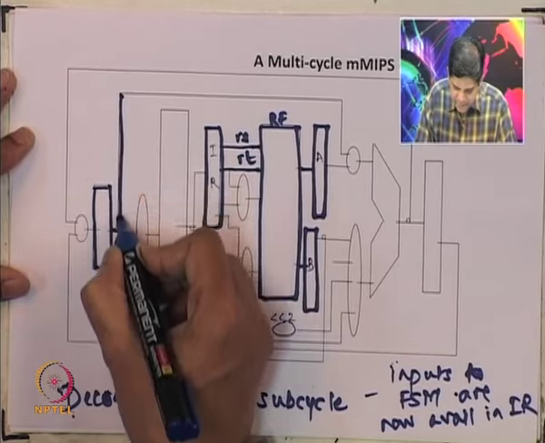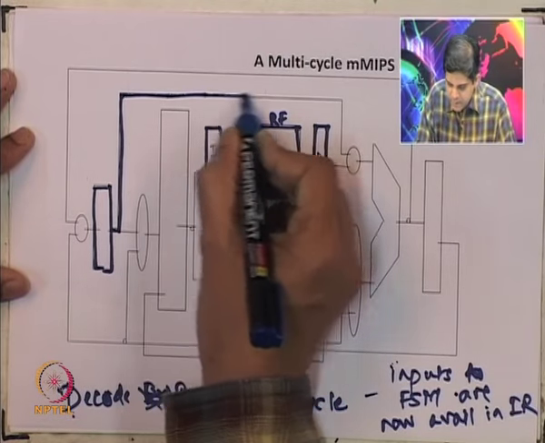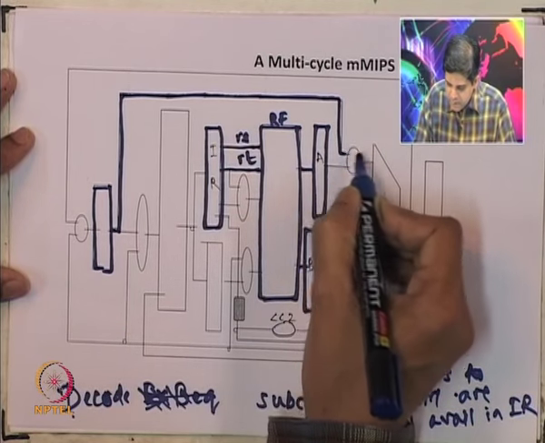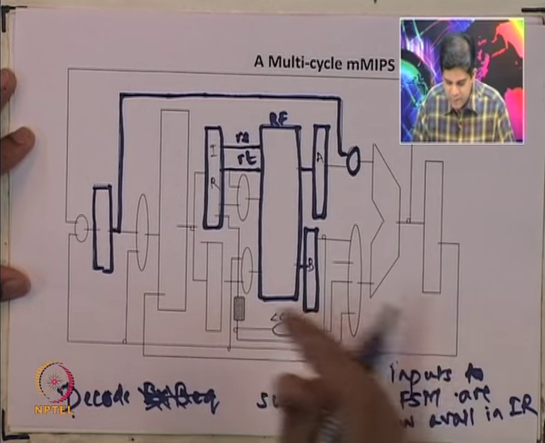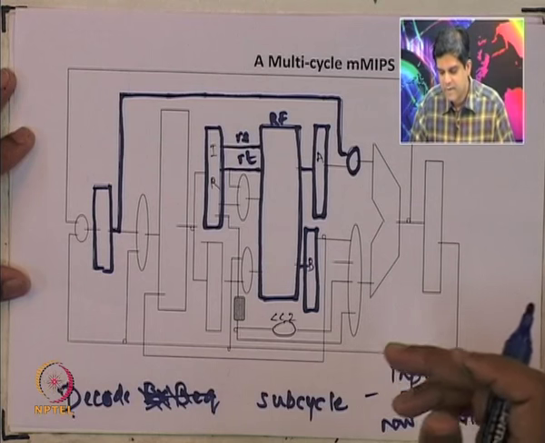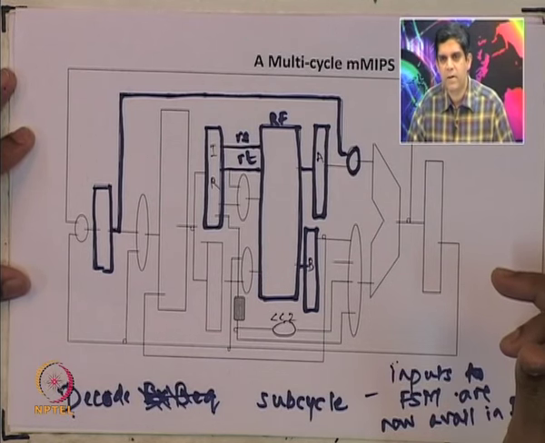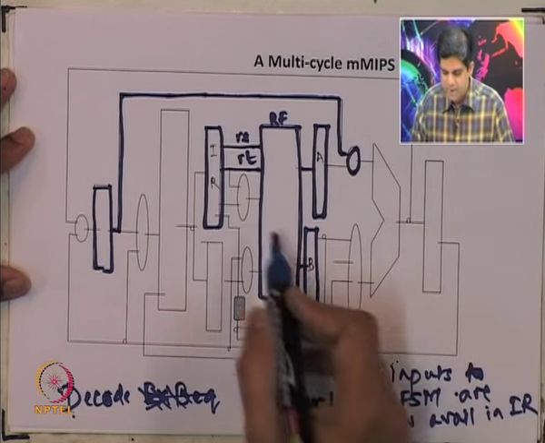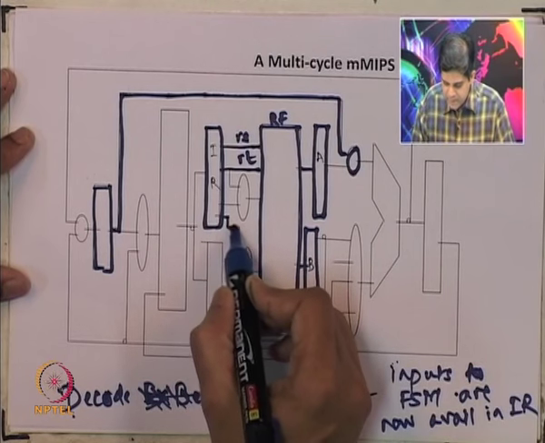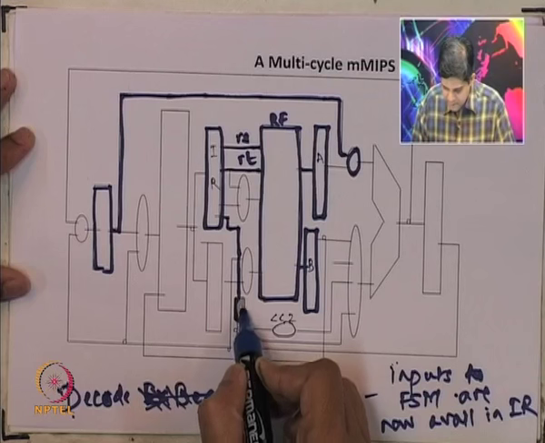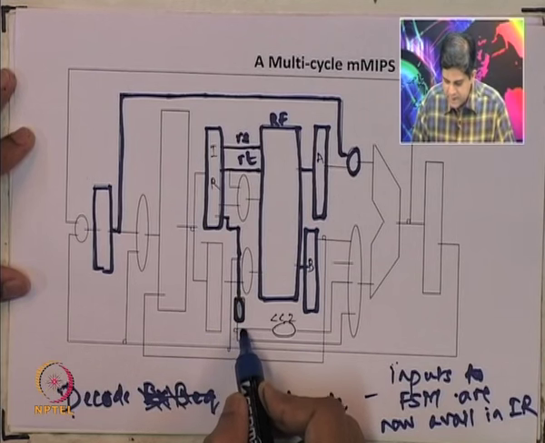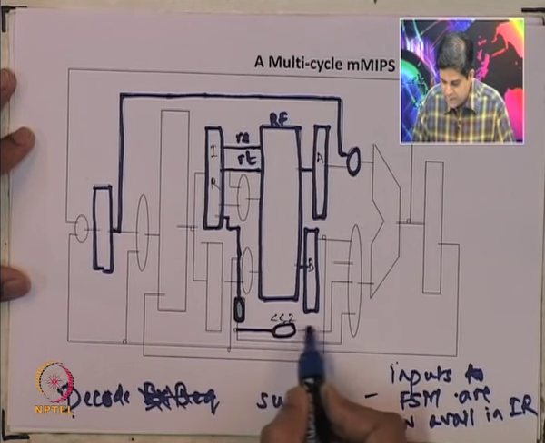The branch target address can be calculated now. Please note that PC has been updated to PC plus 4. This is a peculiar thing about MIPS. The target address will be the old original program counter plus 4 plus whatever is specified in the immediate field of the instruction register, sign extended, shifted left by 2 bits.